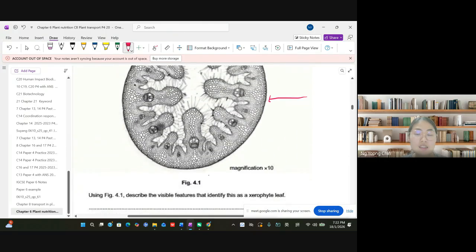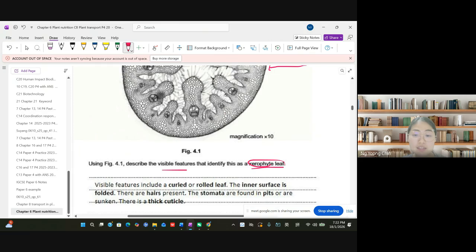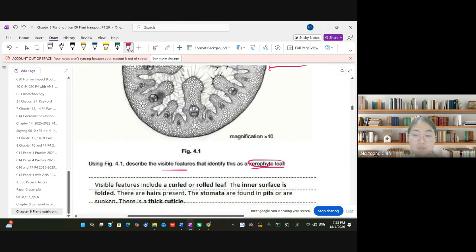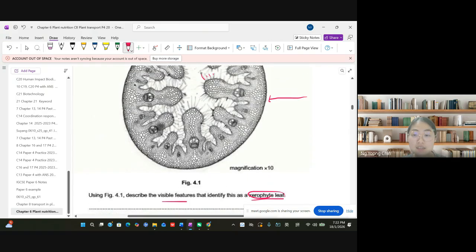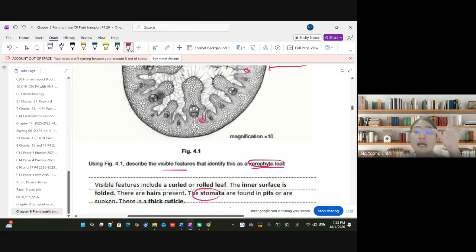Okay, and then describe the physical feature that identifies this as a xerophyte leaf. You can see the hairs inside, right? And then you can see the stomata. Around here, stomata, here. It's not very obvious, but around here, the stomata are found inside the pits.